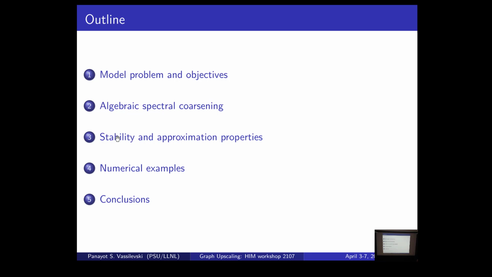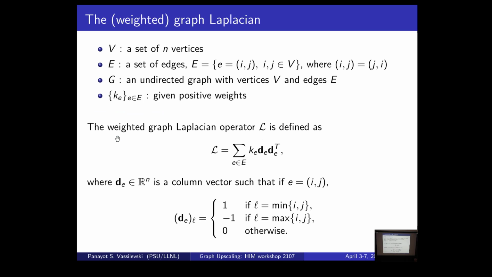So this is the outline. I'll specify the model problem in a minute. Then I'll describe the algorithm, how we actually achieve this coarsening procedure, and what are the properties of this reduced dimension problem. So we prove some results. And then I'll give you a lot of examples and a few conclusions. All right. So let's begin.